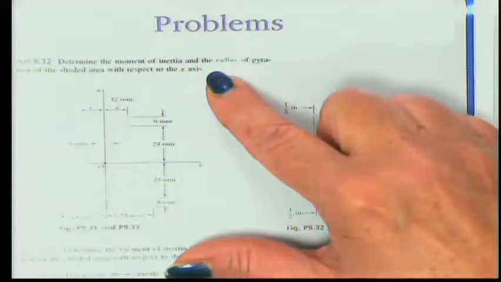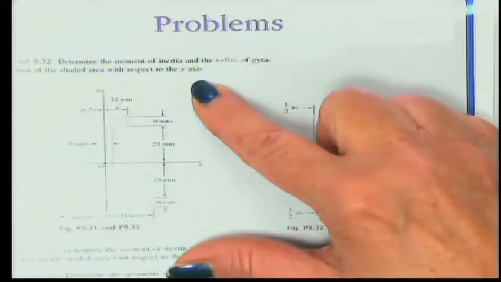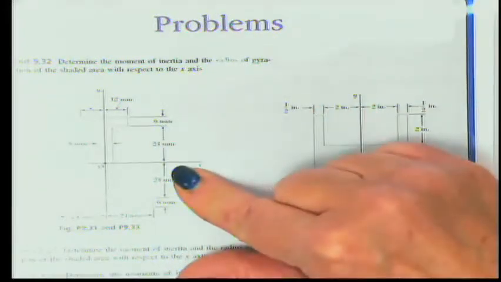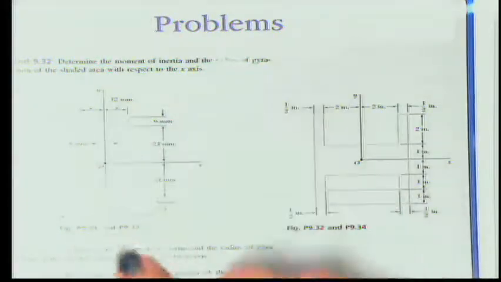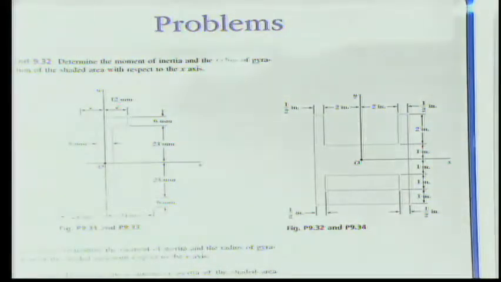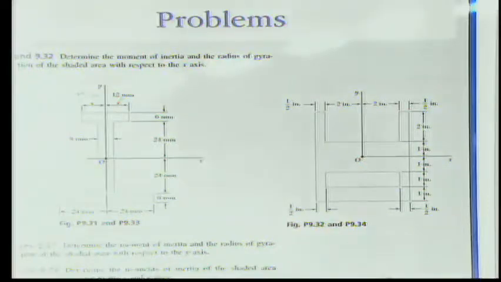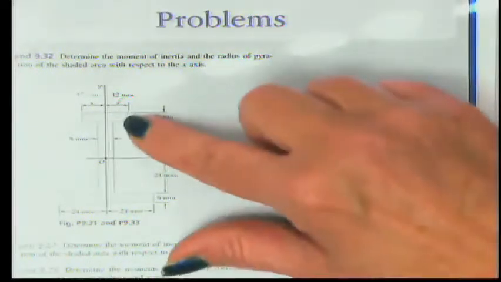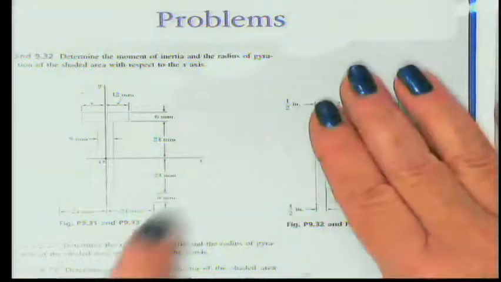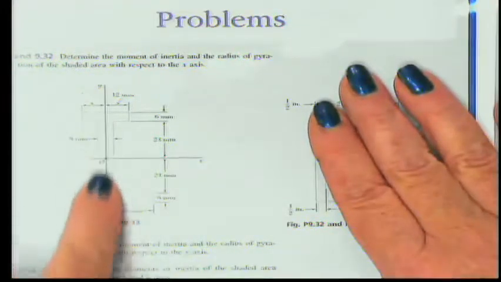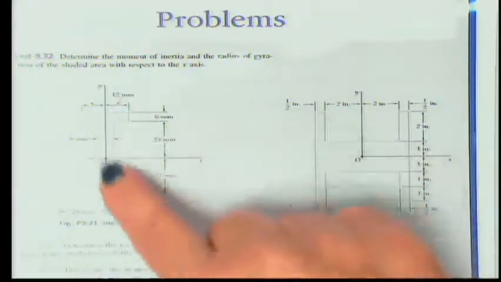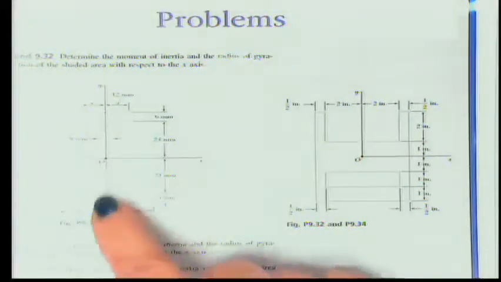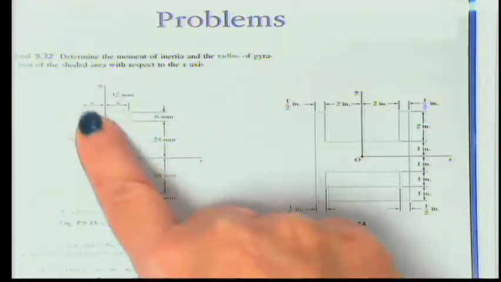It says determine the moment of inertia and the radius of gyration of the shaded area with respect to the x-axis. Okay, so if you see this is sort of an I-beam, it's an unequal, non-symmetrical I-beam. So we could think of this as being three different rectangles. The footing rectangle, the web rectangle. These are called flanges. This is called a web. So there's a web, two flanges. We have the lower flange, the inner web, and then the upper flange.